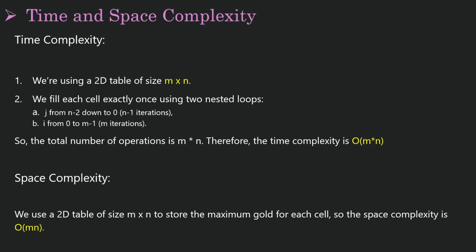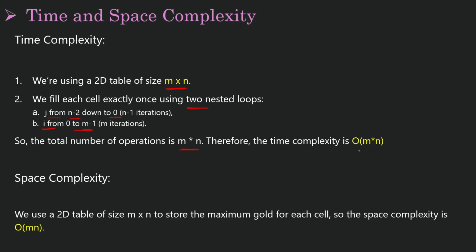Let's analyze the complexity of our dynamic programming solution. Time complexity. We're using a 2-dimensional table of size m by n. We fill each cell exactly once using 2 nested loops. One for j from n-2 down to 0, which is n-1 iterations, and one for i from 0 to m-1, which is m iterations. Each cell computation takes constant time with a few comparisons and a max operation. So the total number of operations is m times n.